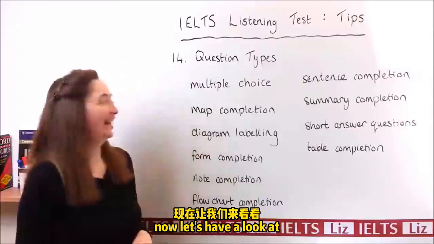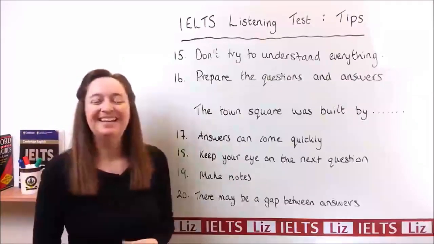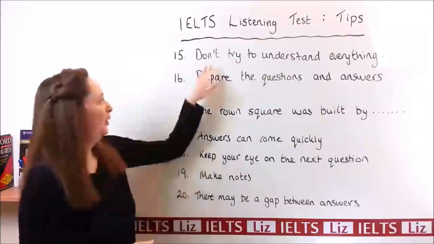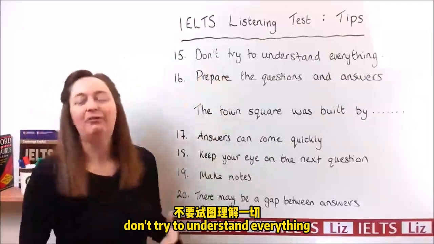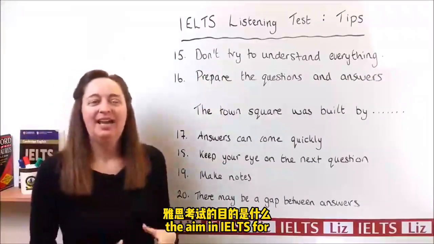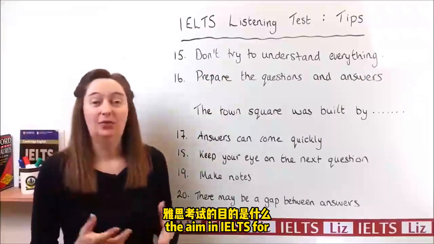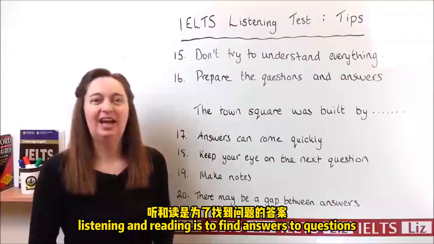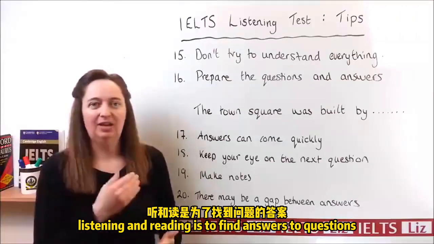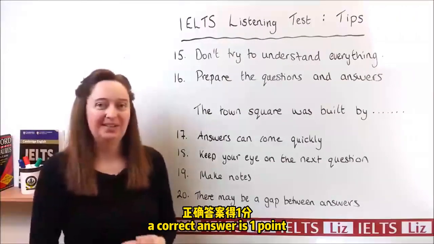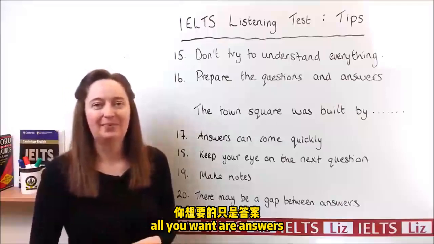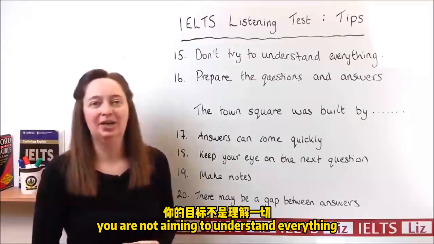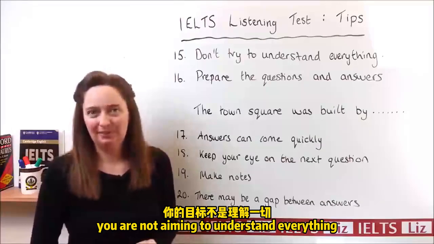Now let's have a look at number 15. Number 15, don't try to understand everything. The aim in IELTS for listening and reading is to find answers to questions. A correct answer is 1 point. All you want are answers. You are not aiming to understand everything.